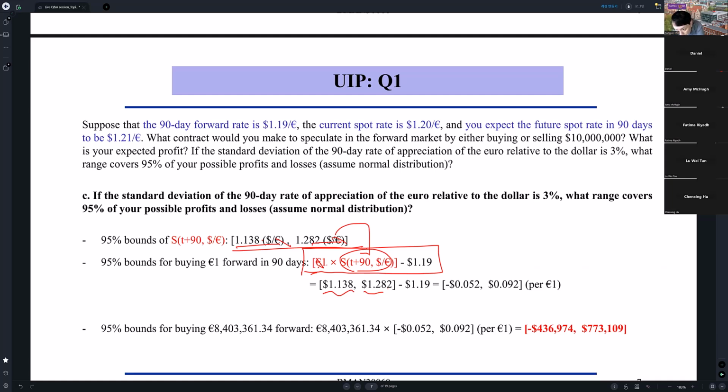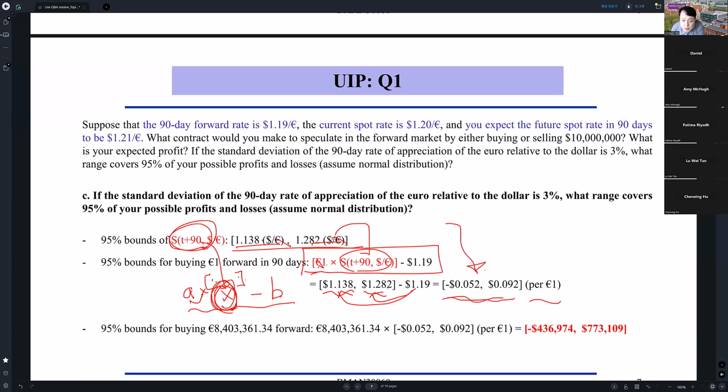And you have to subtract $1.19 from both sides. So subtract from here, subtract from here, and this is the one you get. So we get the distribution of this one, or the 95% bound of this one. If you want to compute, let's say, AX minus B, the 95% bound of this one, you just plug in the 95% bound here and multiply A for both terms and subtract B from both terms. That's what we did. So you can get distributions in this way easily.